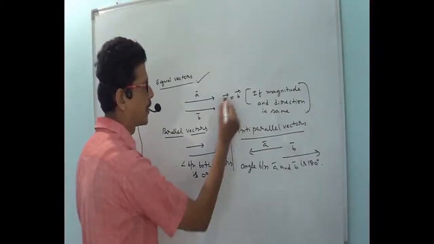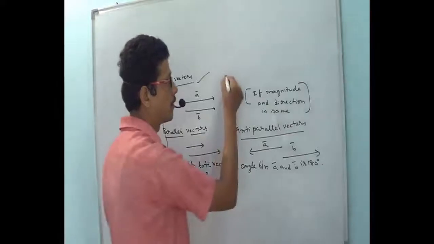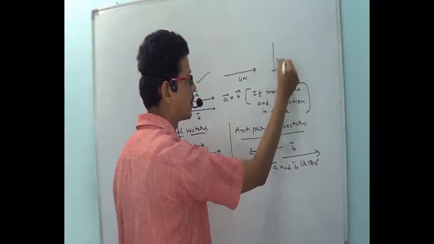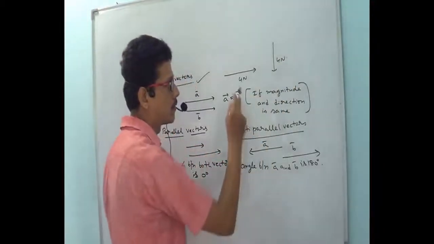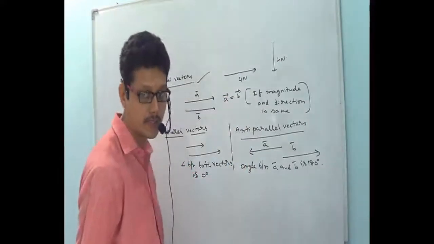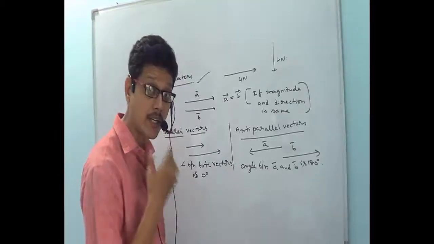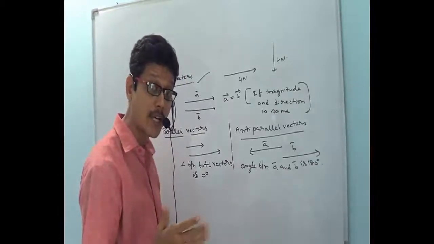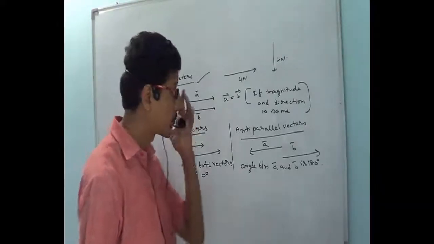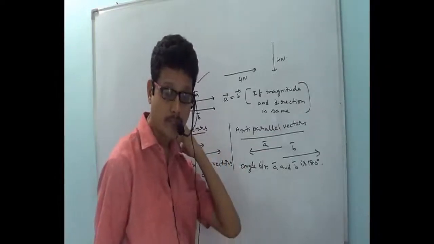Equal vectors means magnitude and direction also should be same. And if there is a force like this, 4 newtons, and another force is like this, 4 newtons, I say this vector is not equal to that because direction is different. One force may be giving the acceleration in one direction, another force gives the acceleration in a different direction. So for vectors, direction is also important.